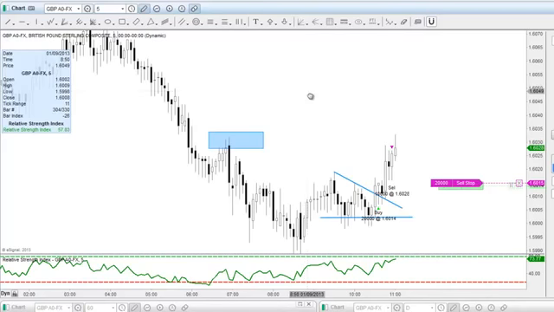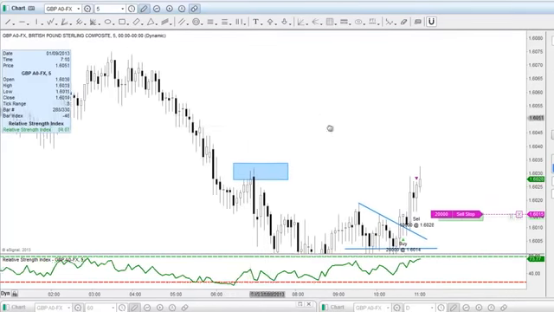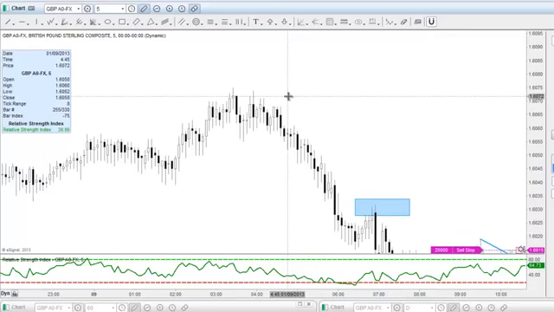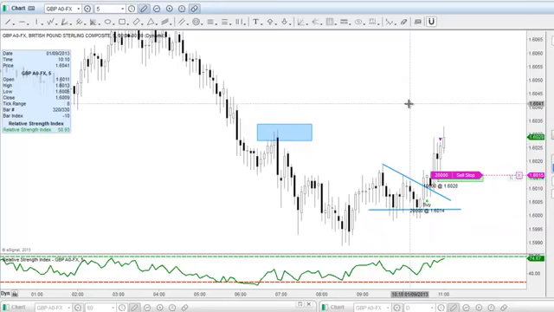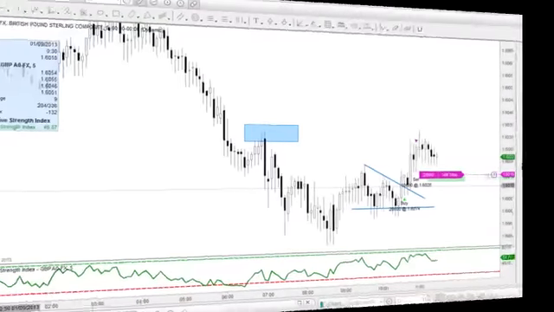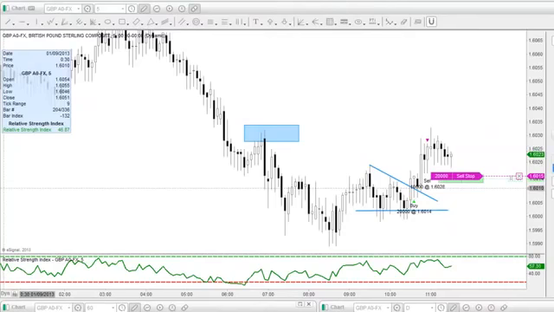But there is certainly the potential that if we get above this structure point, we may run all the way back up to 60.72s. So let me just pause the video one more time, and I'll come back and show you guys how the trade turned out. And all right, people, it's now 11:31, and we've come back up.